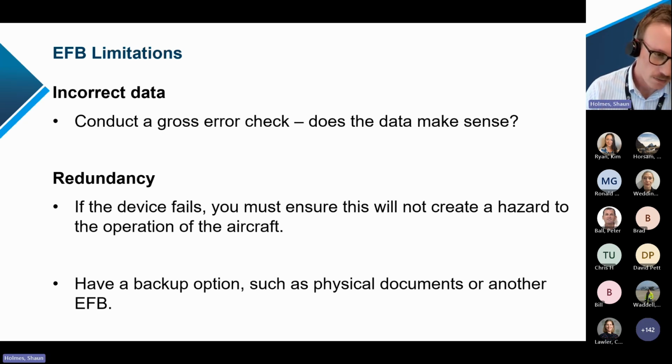Now, incorrect data. As I mentioned, EFBs produce a massive amount of information that we can look through, particularly during our pre-flight stages, when we're creating a flight plan, a fuel log, that sort of thing. If we have that capability, it's important to ask ourselves, does the data make sense? Is it correct? Okay, a gross error check. We spoke a little bit about going beyond that with some of the weight and balance and performance information. Make sure the data makes sense.